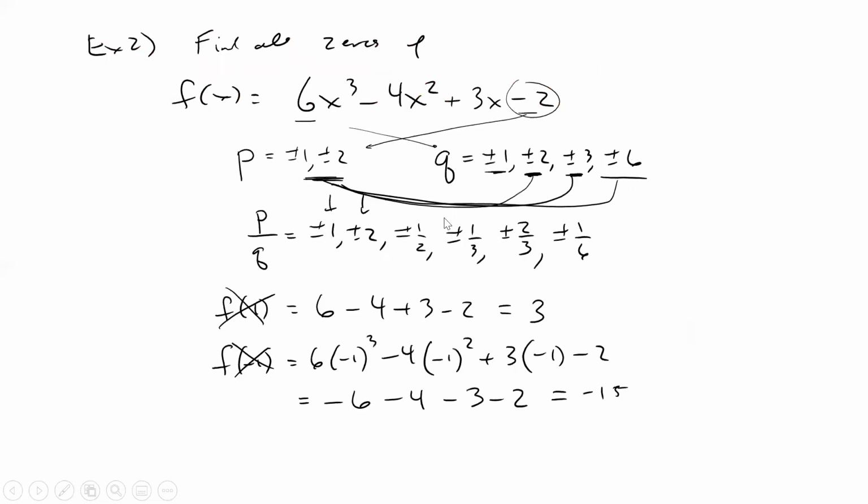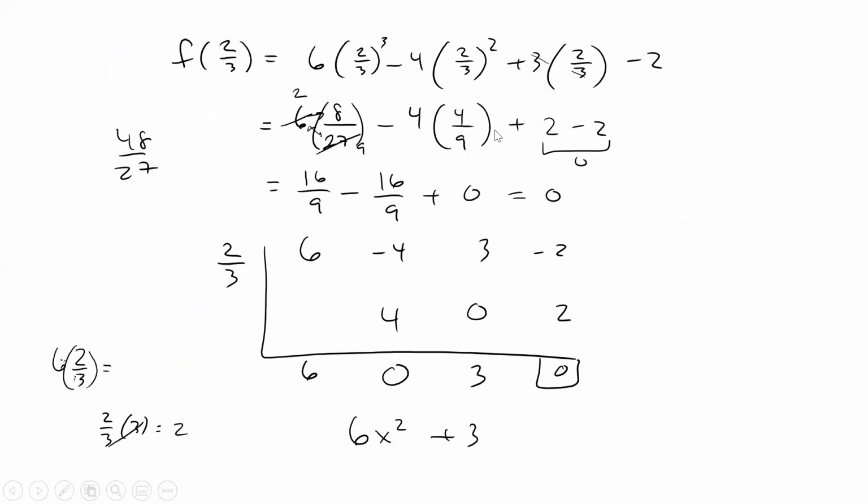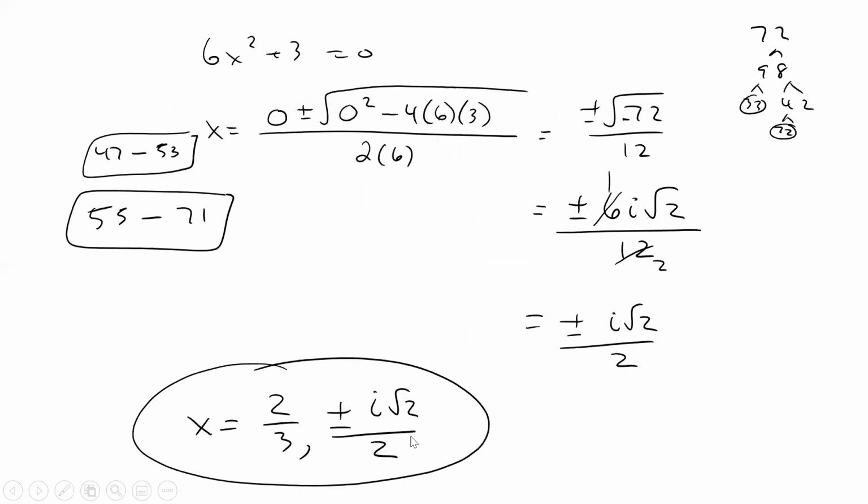On example 2, when we did our P's and Q's, we had a little bit of a tough time finding the one that works. With a little bit of help, we found 2/3 that worked. We checked it to make sure that it has a remainder of 0. We got the rest of it. And then at that point, we had to use the quadratic formula.